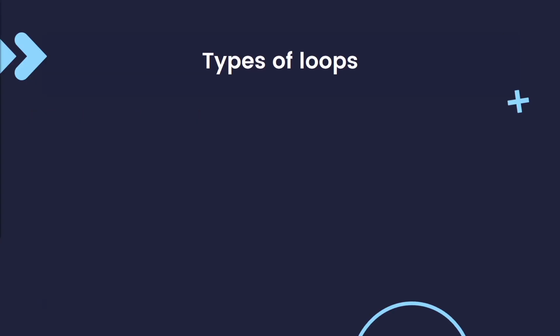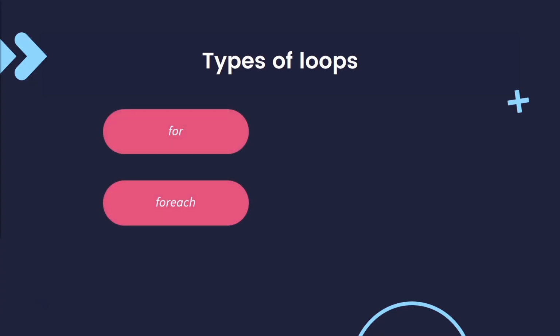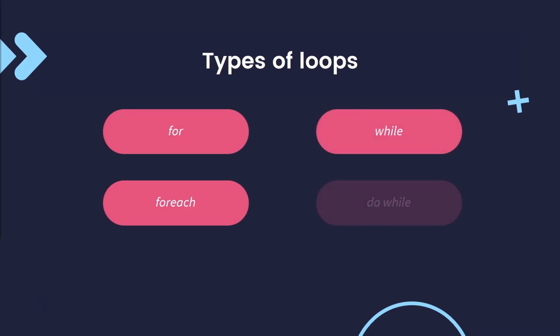Now, when it comes to the PHP programming language, there are often four basic loops that we can opt for, and that is the for loop, the foreach loop, the while loop, as well as the do while loop. Let's have a look at these loops in greater detail.